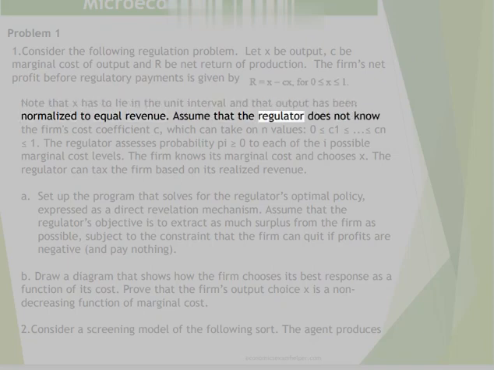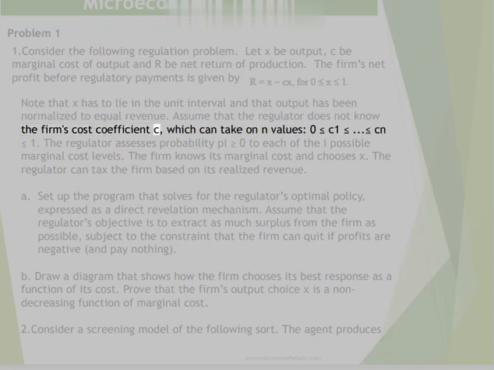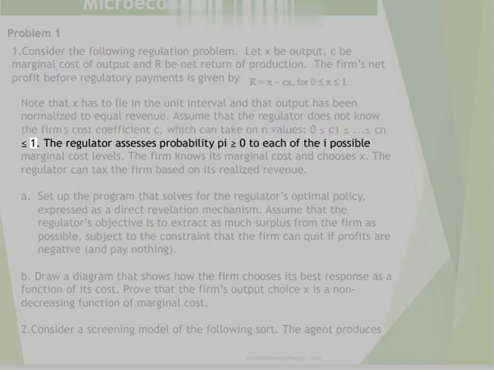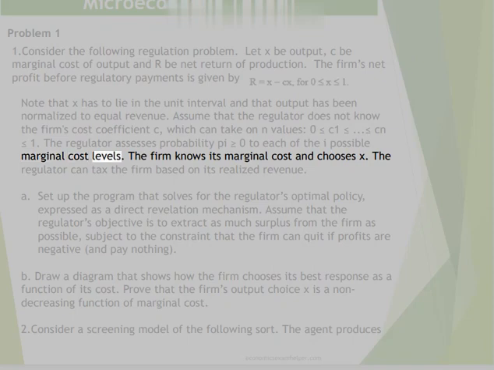Note that X has to lie in the unit interval and that output has been normalized to equal revenue. Assume that the regulator does not know the firm's cost coefficient C, which can take on n values, 0 ≤ C1 ≤ ... ≤ Cn ≤ 1. The regulator assigns probability πi ≥ 0 to each of the n possible marginal cost levels. The firm knows its marginal cost and chooses X. The regulator can tax the firm based on its realized revenue.